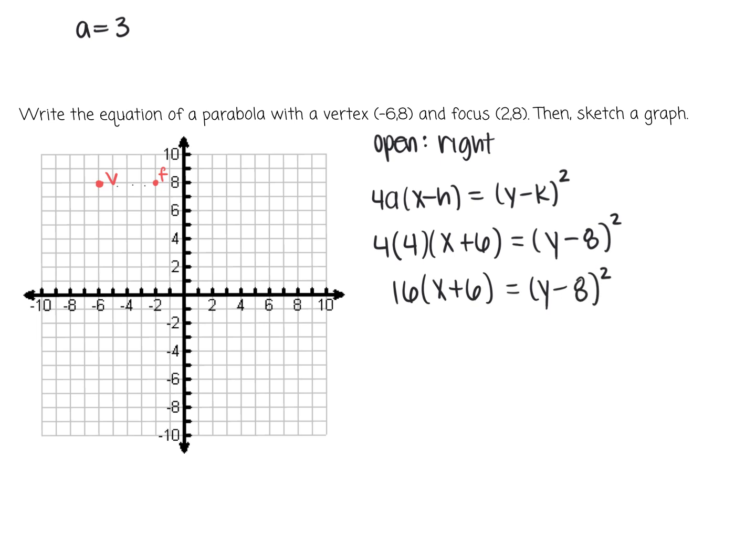Now, to sketch my graph, I need to find my latus rectum. So I need to know how wide my parabola is going to be. So the absolute value of 16, which is 4a, gives me my distance, which is 16. That means I have to go up 8 and down 8 from my focus. I don't have enough graph to go up 8, but I can go down 8, and it can give me a rough estimate of how wide my parabola is going to be. So I can't see the top half of my parabola, but it is going to be pretty wide at the top.